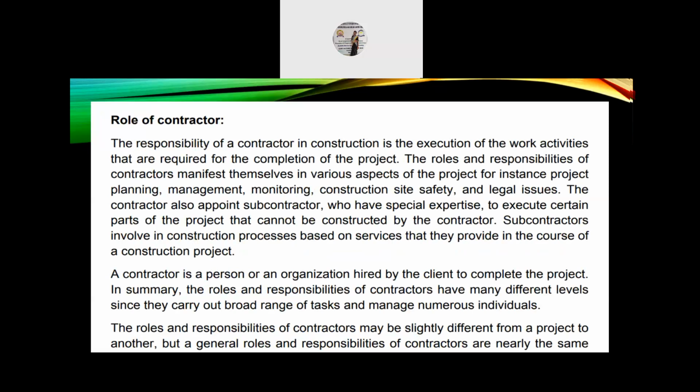The next topic is role of contractor. Responsibility of a contractor in construction is the execution of the work activities that are required for the completion of the project. The roles and responsibilities of contractors manifest themselves in various aspects of the project, for instance, project planning, management, monitoring construction site safety, and legal issues. The contractor also appoints subcontractors who have special expertise to execute certain parts of the project that cannot be constructed by the contractor. Subcontractors are involved in construction processes based on services that they provide in the course of a construction project. A contractor is a person or an organization hired by the client to complete the project.